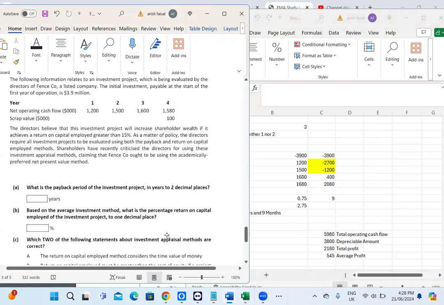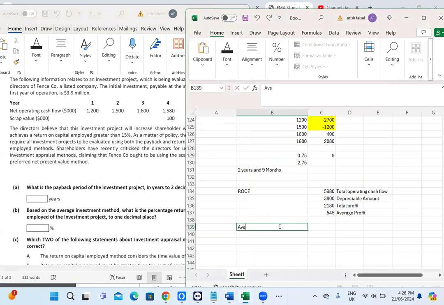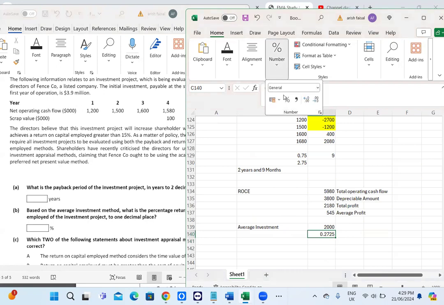And how we have to calculate the ROC is based on average. So for the average investment, we just have to add up 3.9 million plus 100, the scrap value, and then divide by 2. So we'll get 2 million basically. So if you want to find out the ROC, it's going to be 545 divided by 2000 or 2 million. So you get 27.25 percent. Okay. So that's going to be the ROCE.